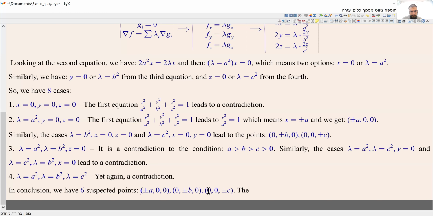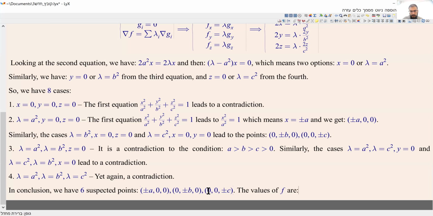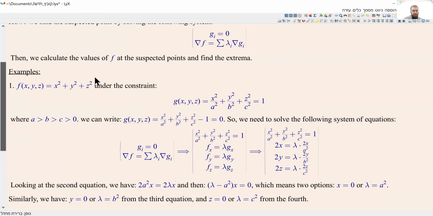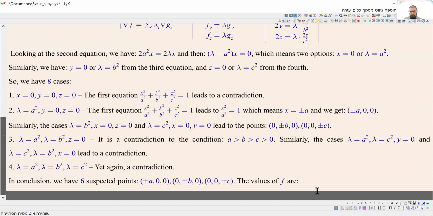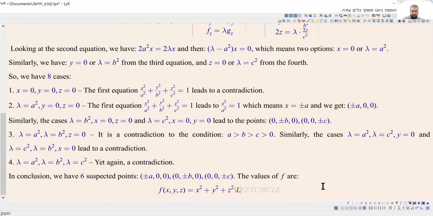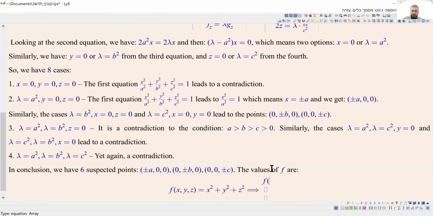The values of f at these points are, now remember that f is squared. Let's, you know what? Why shouldn't we copy and paste it? So at plus minus a, we have a squared. We got this parenthesis. At b, we get b squared.